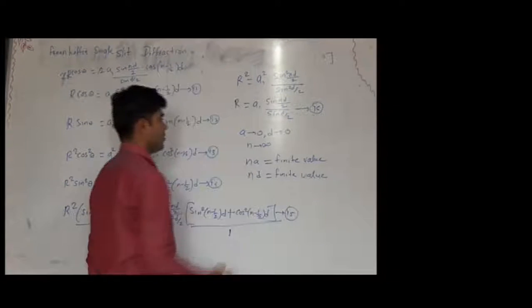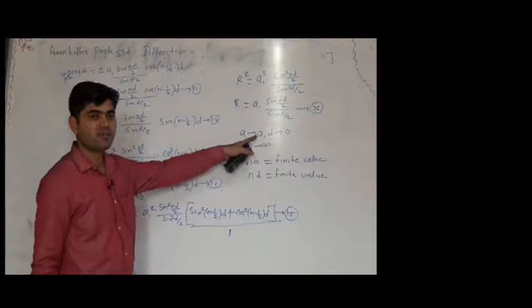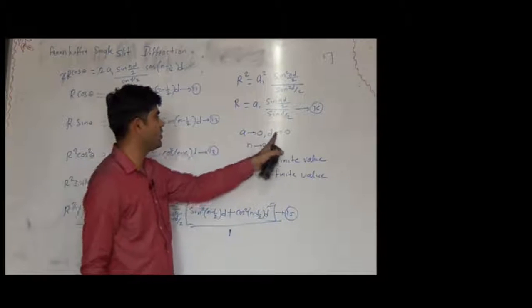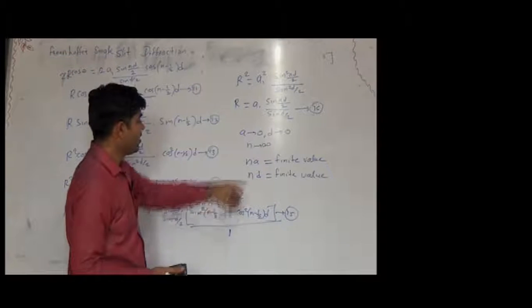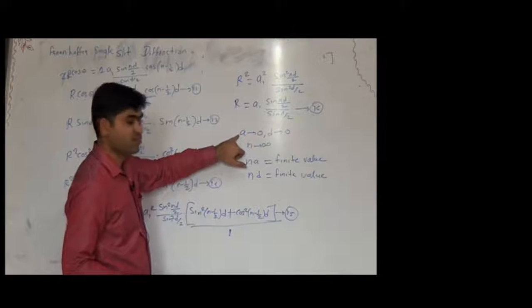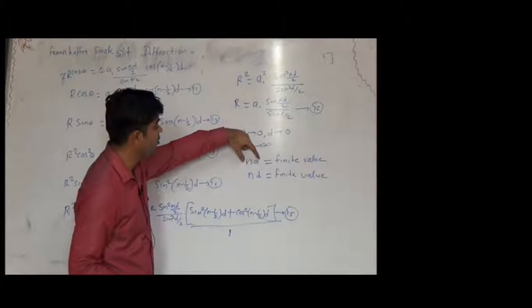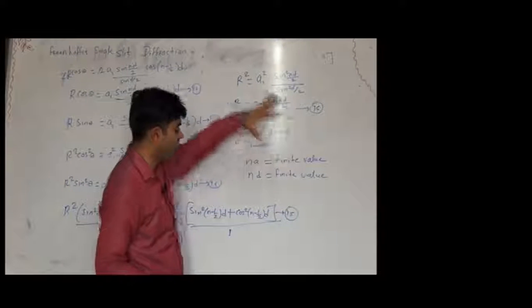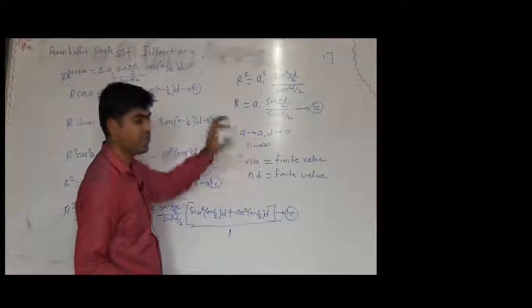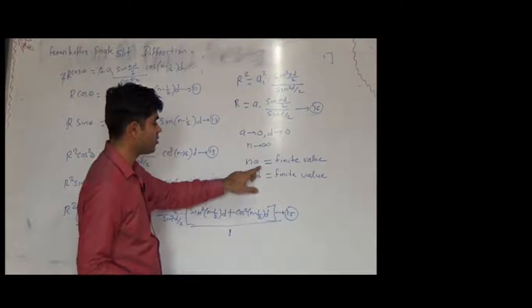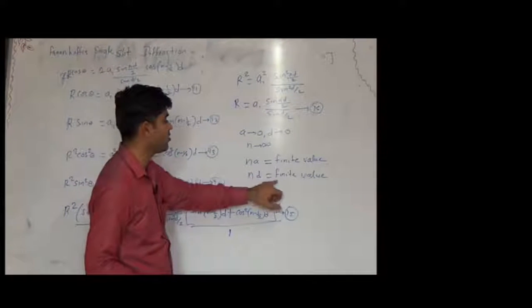Understand this here: a tends to 0 because the value of a is infinitesimally small. If a is small, it becomes 0, if d is small, it becomes 0, but if n and a come together, then they will have a very large value. That's why n into a is equal to a finite value. Similarly, d is the phase difference between two successive rays, which is also very small, so n into d is equal to a finite value.